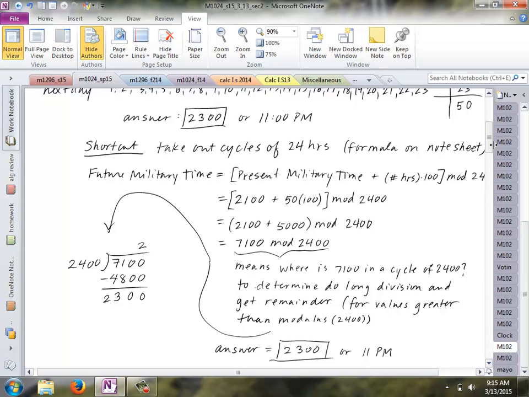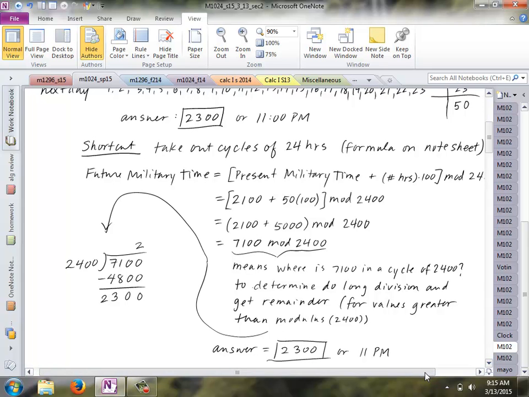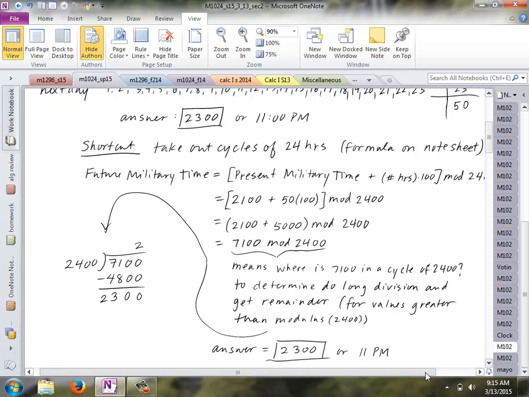Here the formula says future military time is equal to the present military time plus the number of hours times 100, in brackets, mod 2400. Mod 2400, what does that mean? The mod 2400 means, where are you in the cycle of 2400 hours? The clock here, in military time, is on a 2400 time period before it starts over.